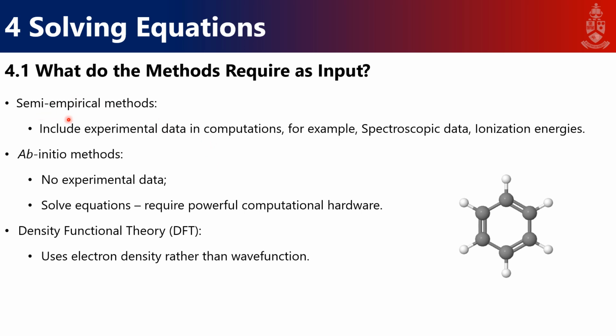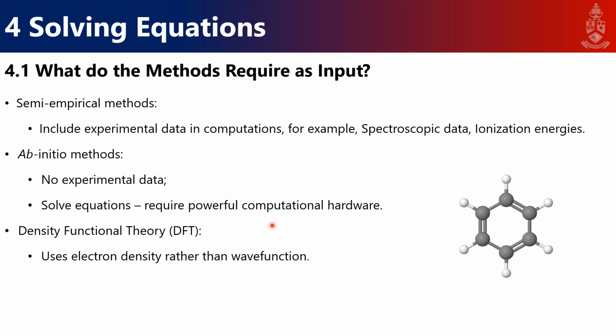Semi-empirical, we've discussed, we include experimental parameters for our computation. For example, we can use spectroscopic data or ionization energies to calculate what we want, or simplify our calculations. In our ab initio methods, we use no experimental data. We solve the equations using powerful computational hardware, and we mix the wave functions of our atomic orbitals, our basis functions, to get large wave functions for the molecule, and we get energies from there.